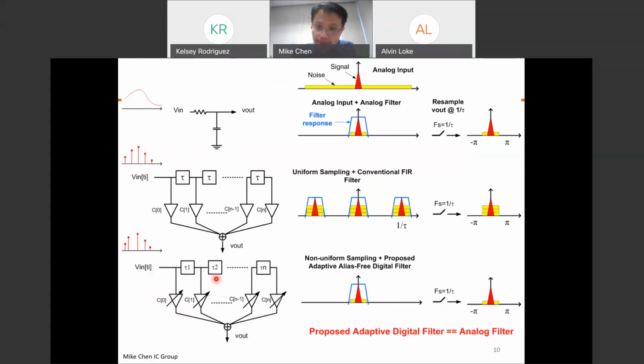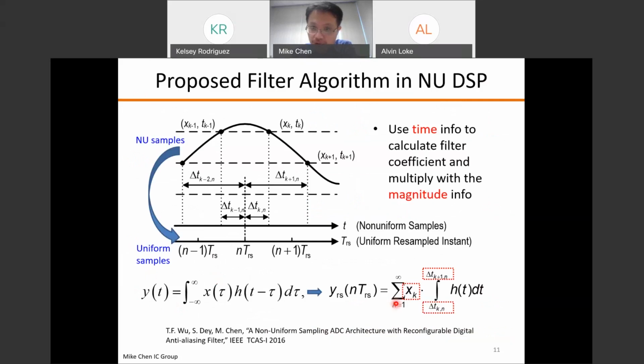And then you need to multiply this by the magnitude of those non-uniform samples. So that's kind of interesting. This somewhat echoes back to what Black has been telling Cauchy: the signal is a magnitude and time function.